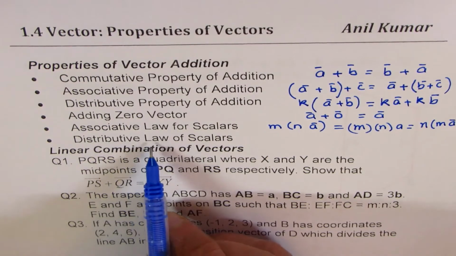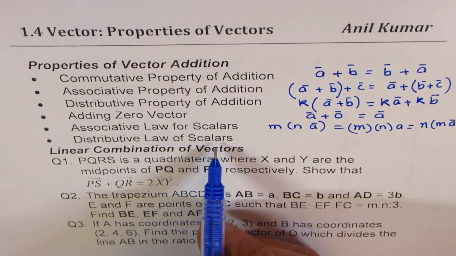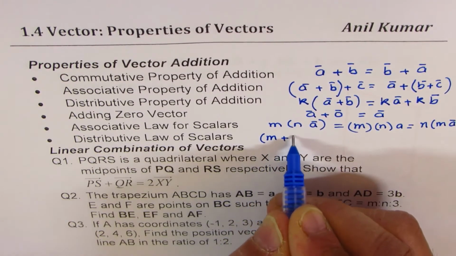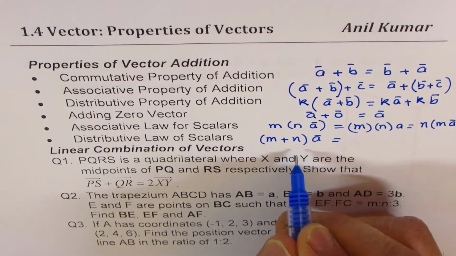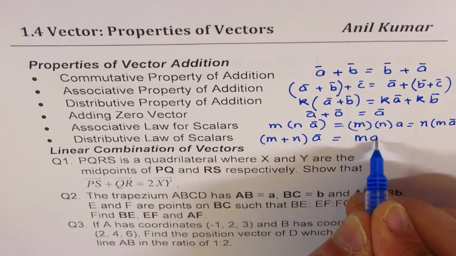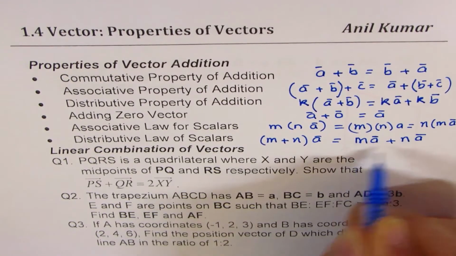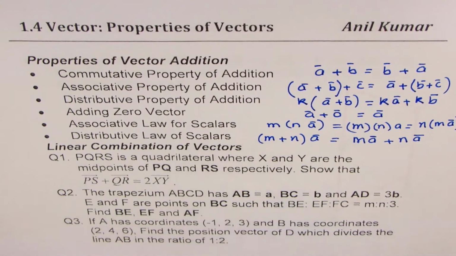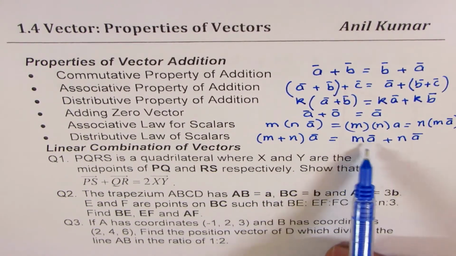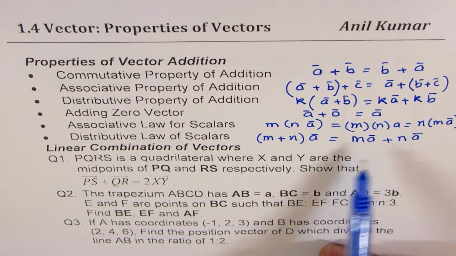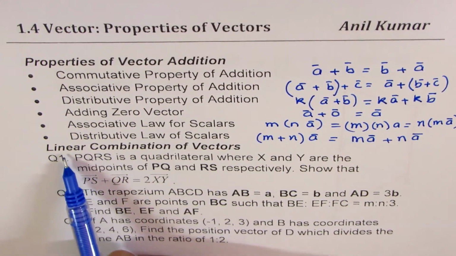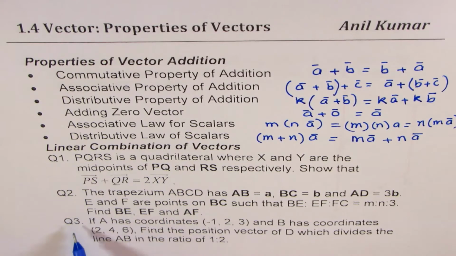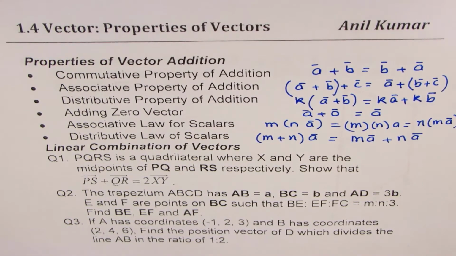Now when we say distributive law for scalars, we have 2 scalars, let's say m and n. If you add them and then multiply by vector a, it is same as m times vector a plus n times vector a. So these are the properties. Now basically what you saw here also is when we add them up, it becomes a linear combination, right? So now we'll take linear combination of vectors, and with the help of these examples we'll elaborate further on it.